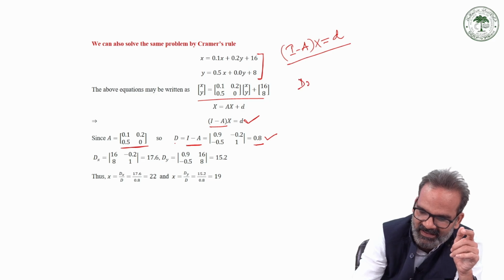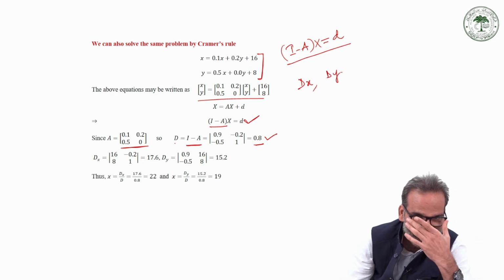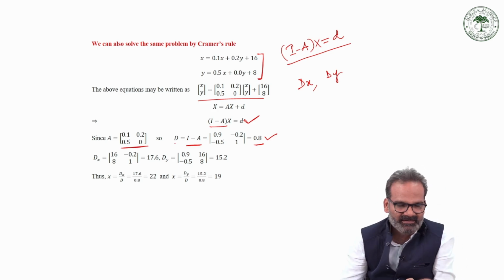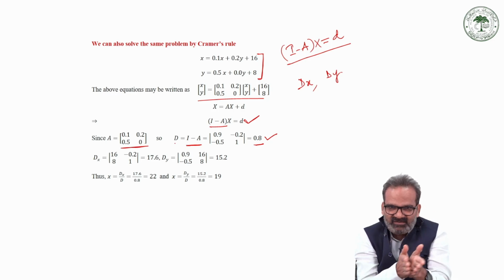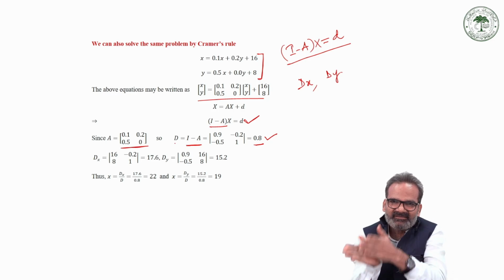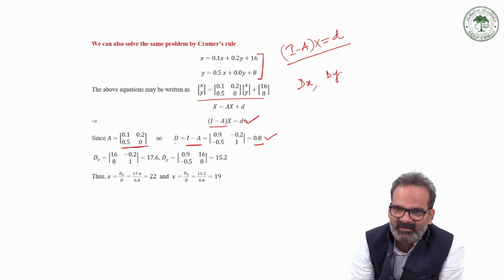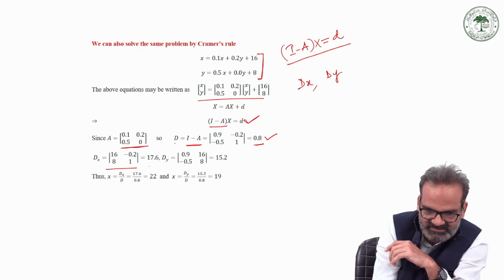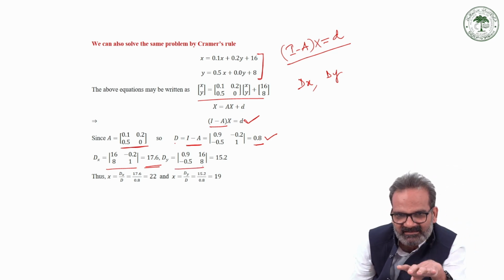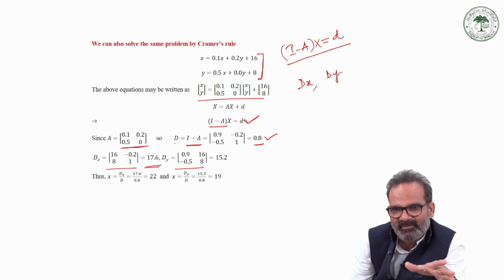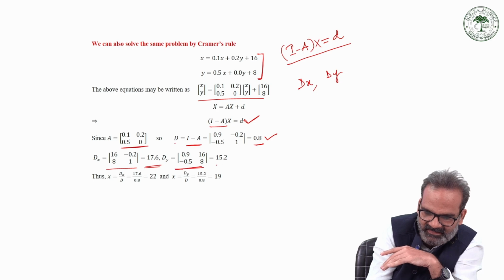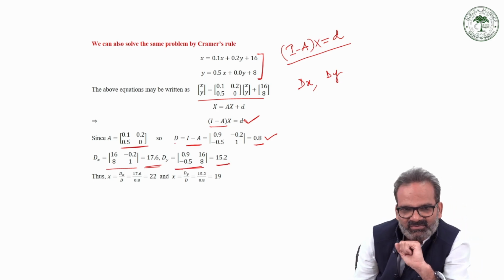Now calculate dx and dy. You know, in Cramer's rule, we calculate dx and dy. Dx is simply obtained by replacing the first column of the determinant by the entries of the right hand side, that is the final demand 16 and 8. So this is our dx and its value is coming out to be 17.6. And dy is obtained by replacing the second column of the determinant by the entries of the right hand side, that is 16 and 8. So this is your dy, its value is coming out to be 15.2.